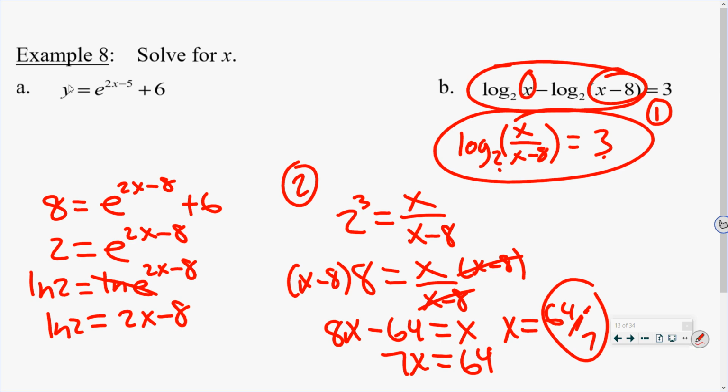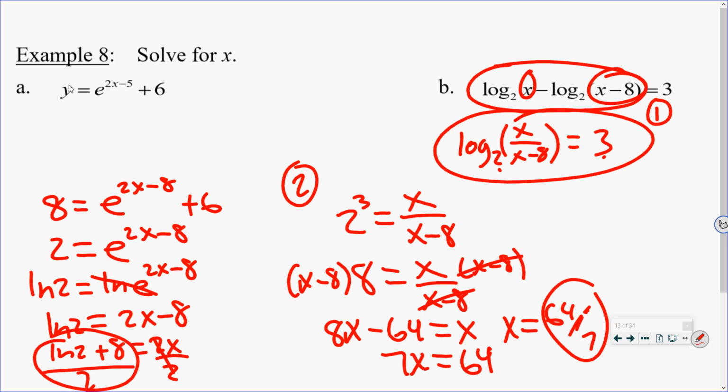I'm going to add the 8 over. Ln of 2 plus 8 equals 2x. Divide by 2. Divide by 2. That's my answer right there. And I can plug that in a calculator. Ln of 2 plus 8 divided by 2, and get a decimal, round it up to 3 decimal places.